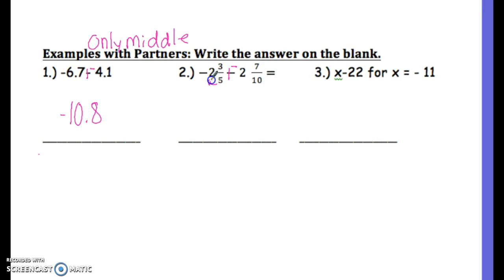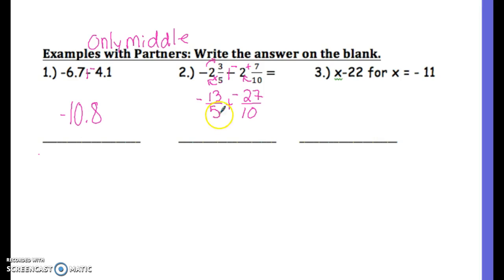Remember to make a mixed number improper. You start at the bottom and work your way to the top. 5 times 2 is 10. 10 plus 3 would be negative 13 over 5. Plus negative 10 times 2 is 20. 20 plus 7 is 27 over 10.